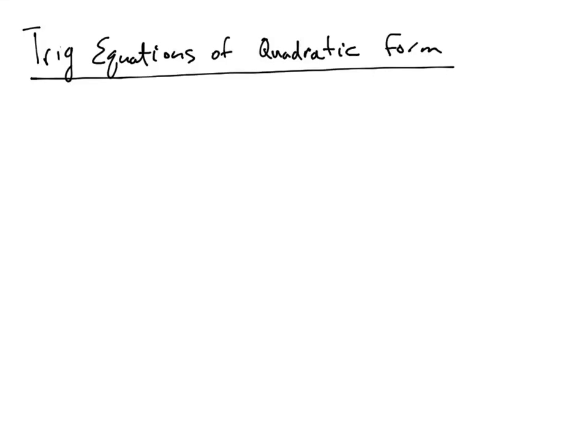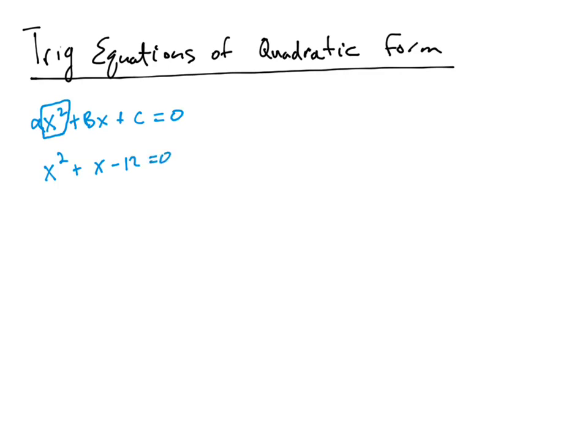In this video, I'll be going over trig equations of quadratic form. So, to review, a quadratic equation is something in this form: ax squared plus bx plus c. The key thing to remember is the variable is getting squared. An example of this could be something like x squared plus x minus 12 is equal to 0.